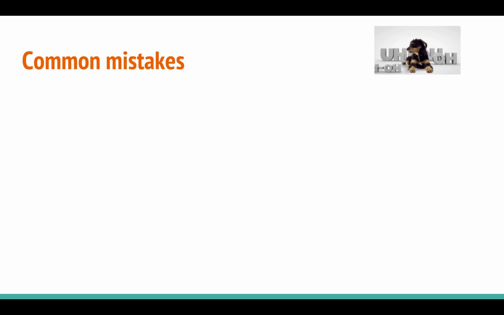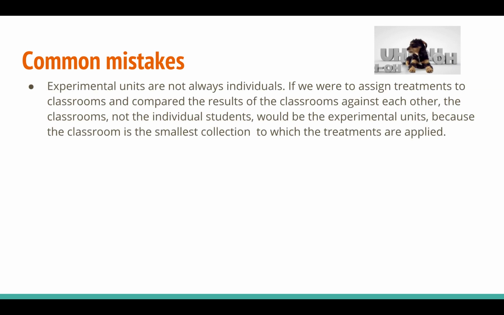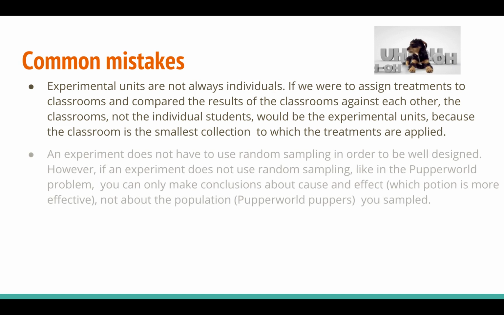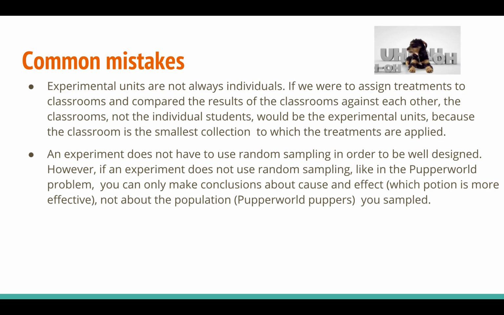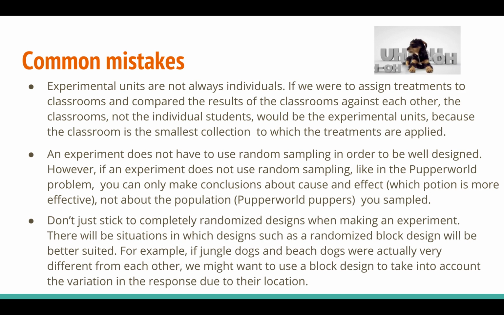Some common mistakes include that experimental units are not always individuals, because if we were to assign treatments, for instance, to classrooms and compare the results of the classrooms against each other, the classrooms and not the individual students would be the experimental units. An experiment does not have to use random sampling in order to be well designed, but if an experiment does not use random sampling, you can only make conclusions about cause and effect and not about the population sampled. Don't just stick to a completely randomized design when making an experiment. There will be situations in which designs such as a randomized block design will be better suited.